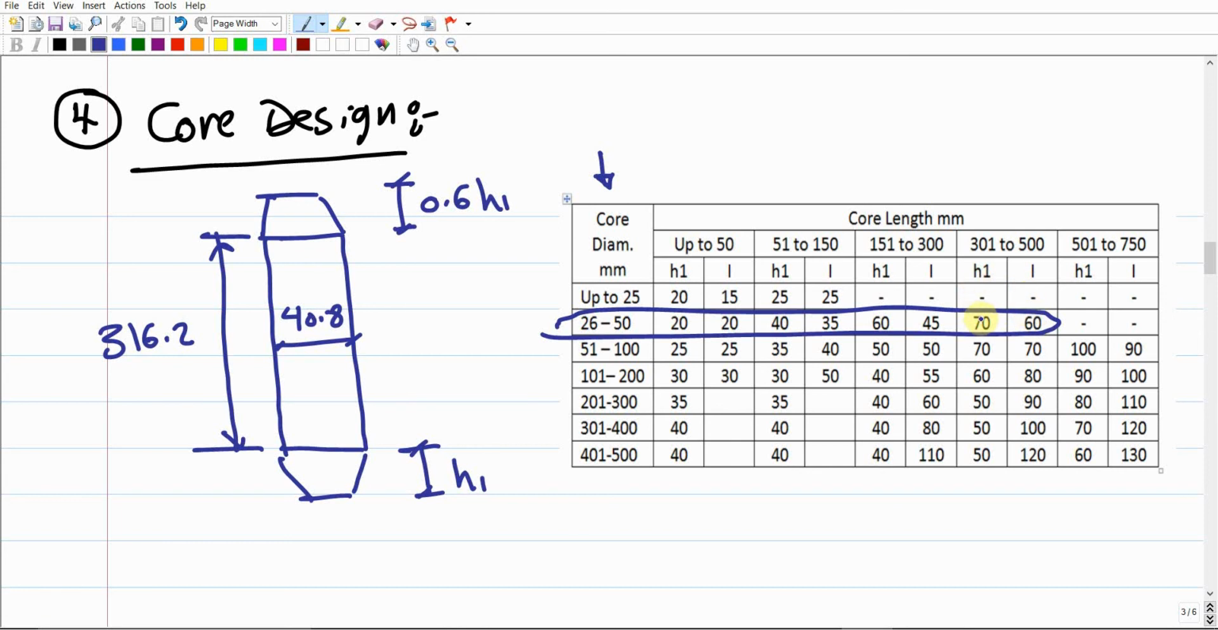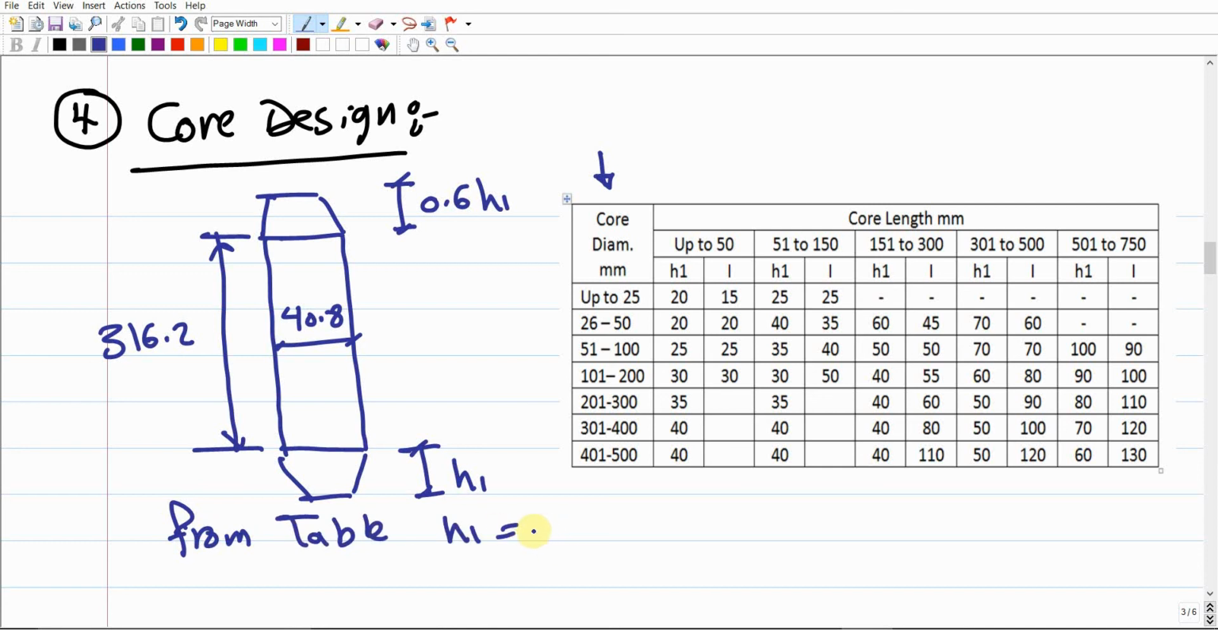H1 should be 70 millimeter, while I should be 60. I'm going to skip I, I don't need it, but I need the H value, H1, because the core is already oriented vertical in this case. So from the table, we already got H1 equals 70 millimeter.